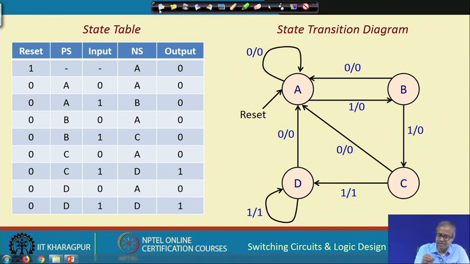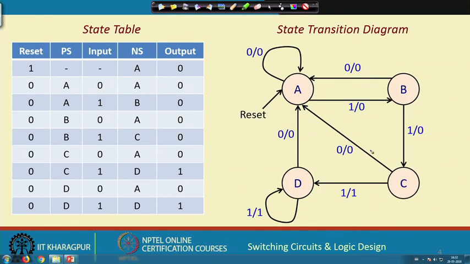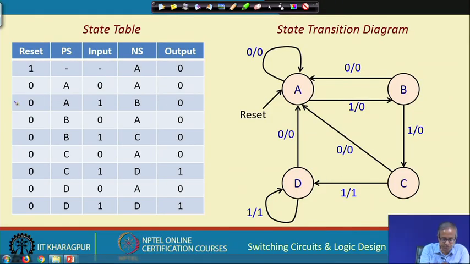Right? This is how you capture the specification of the problem in the form of a state transition diagram, where the nodes indicate the states, the edges represent the transitions. Now, the same information you can capture in the form of a truth table kind of a structure. This is called a state table. Well, there is another more concise way of representing this, but I am first showing the simpler one.